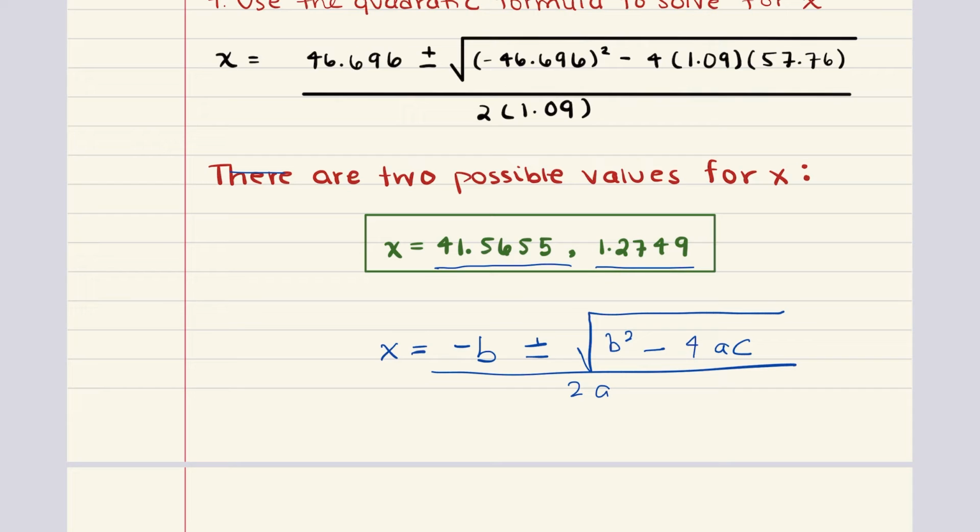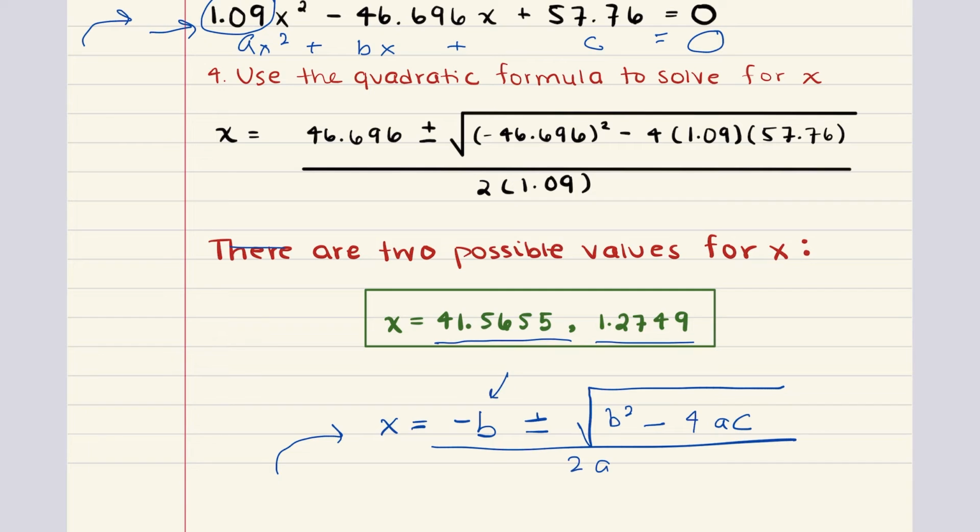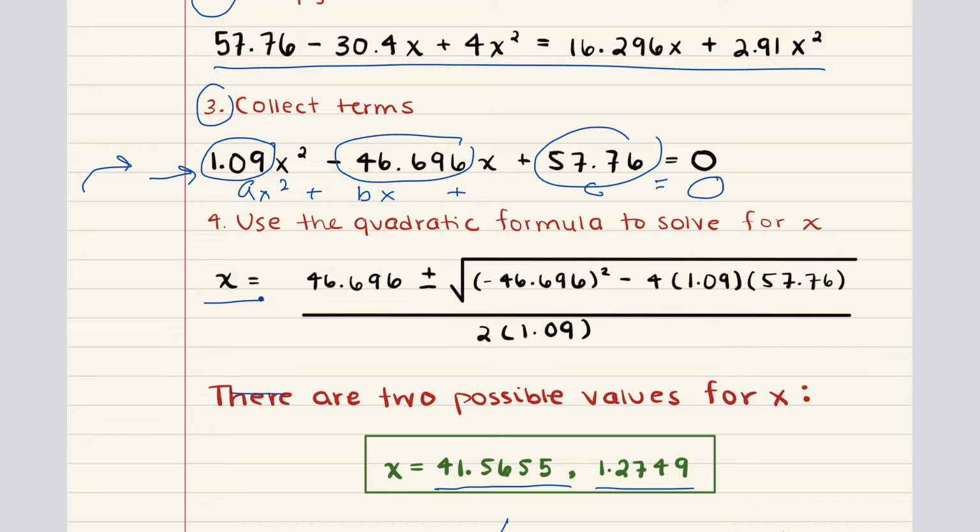So again, we're going to use the quadratic formula. This is the form of the quadratic formula. It's going to help us find the values of x that satisfy this quadratic equation. Now here, our value for a is 1.9. Our value for b is negative 46.696. And our value for c is 57.76. So we take those values of a, b, and c, we plug them into our quadratic formula to get the following expression. And then we can plug this into a calculator to get the possible value or values for x.